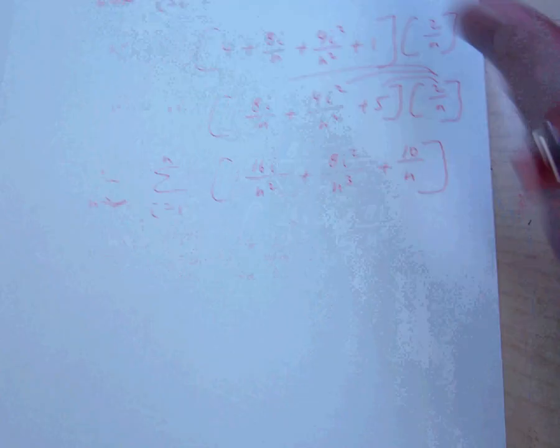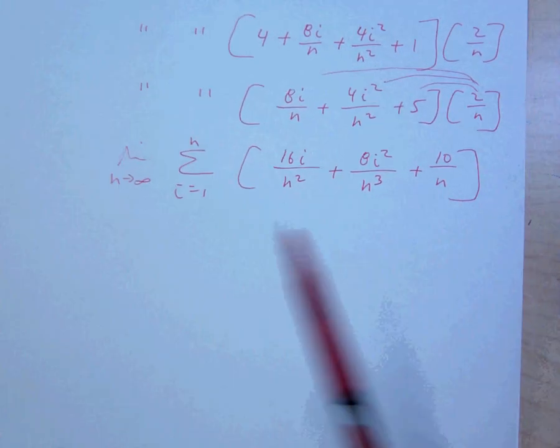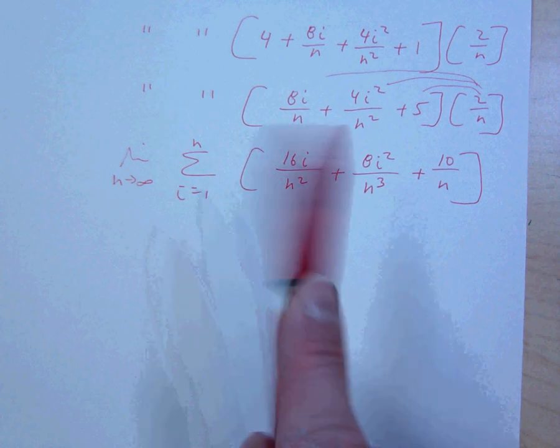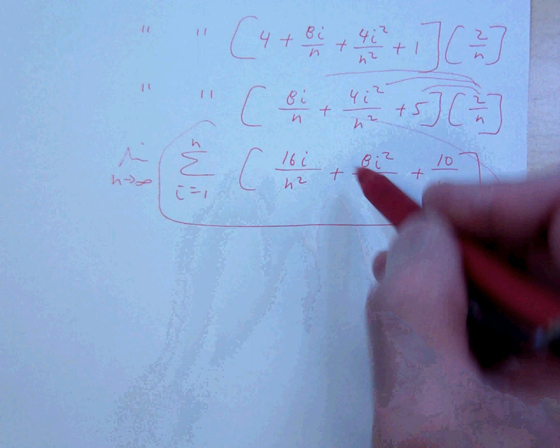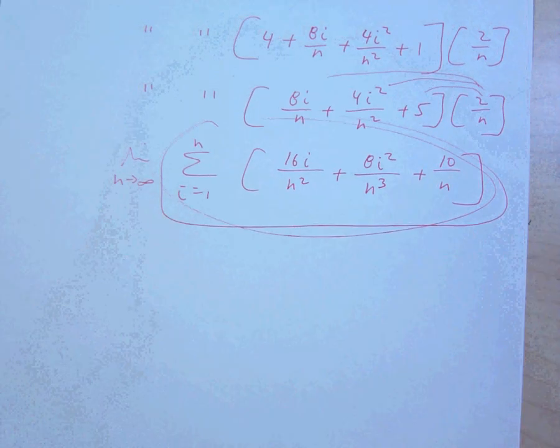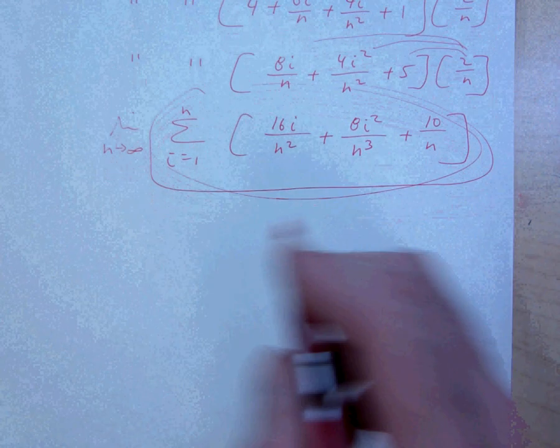Now, there was a property in your notes last time that said when you have a summation and then a sum or difference inside the summation, can I split this up into 3 separate summations if I would like to? Yep, that's what I'm going to do.